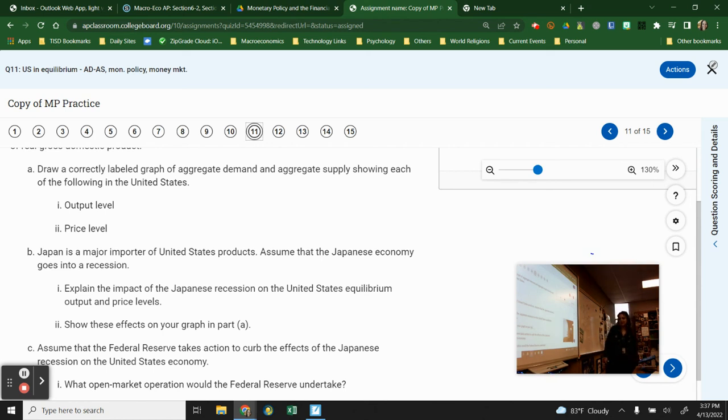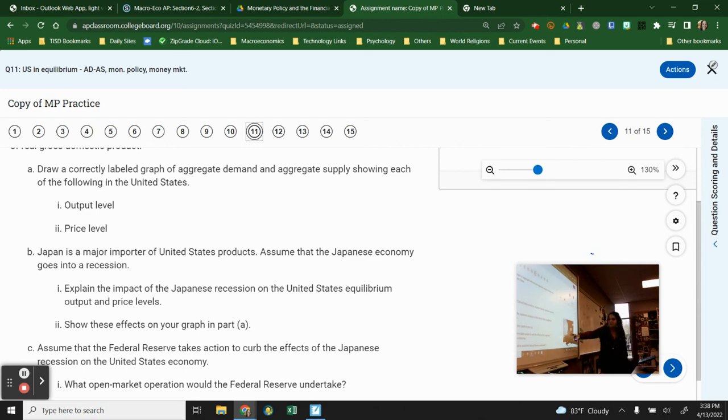They are poor. Explain the impact of the Japanese recession on the U.S. equilibrium output and price levels. Show these effects on your graph in part A. So refer to above. If they don't buy our stuff because they're going through a recession, which one's going to shift? Aggregate demand, to the left, because less exports. Lower prices, lower GDP.